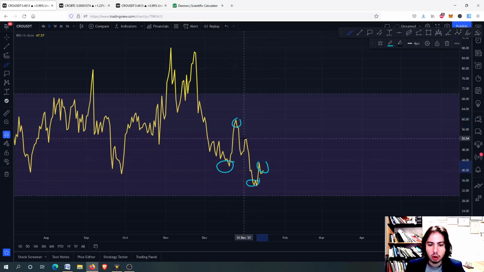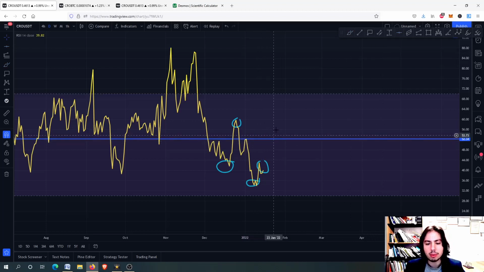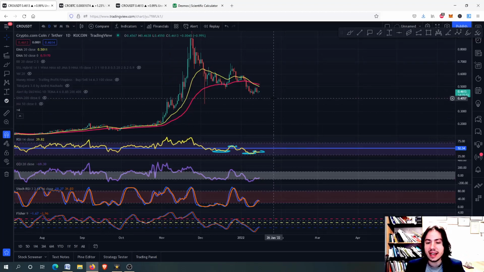Eventually, if we can go past above this high right here, so let me just put this line so you can see it, if we can go above this line, then we can potentially grow even more and go even higher. But at this time, it doesn't look like we have a great scenario there for CRO against USDT on the daily frame.